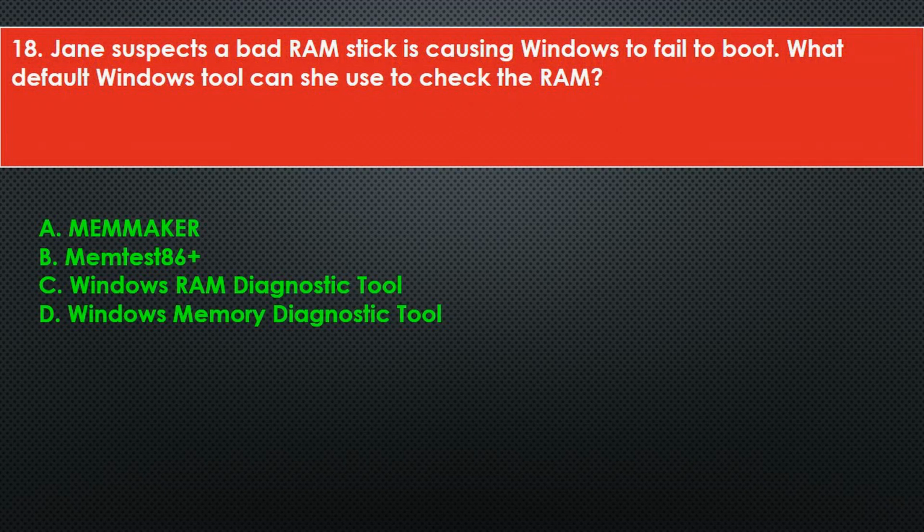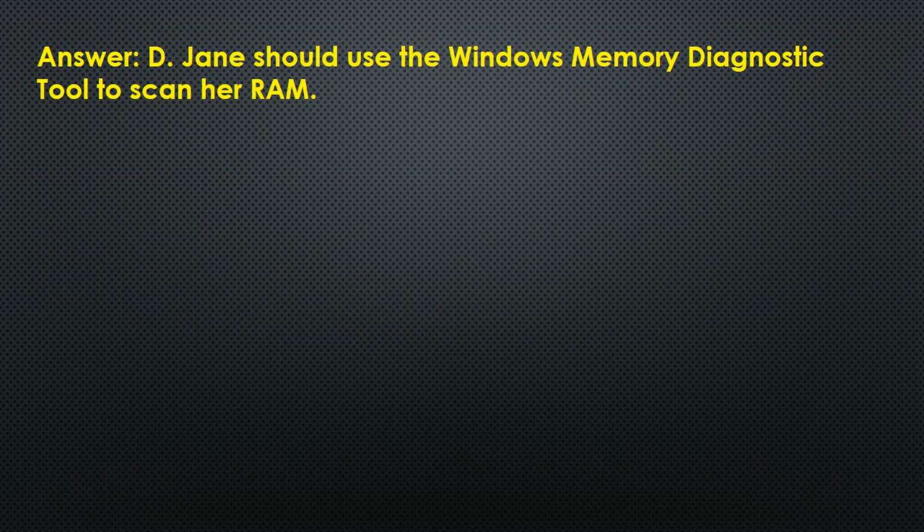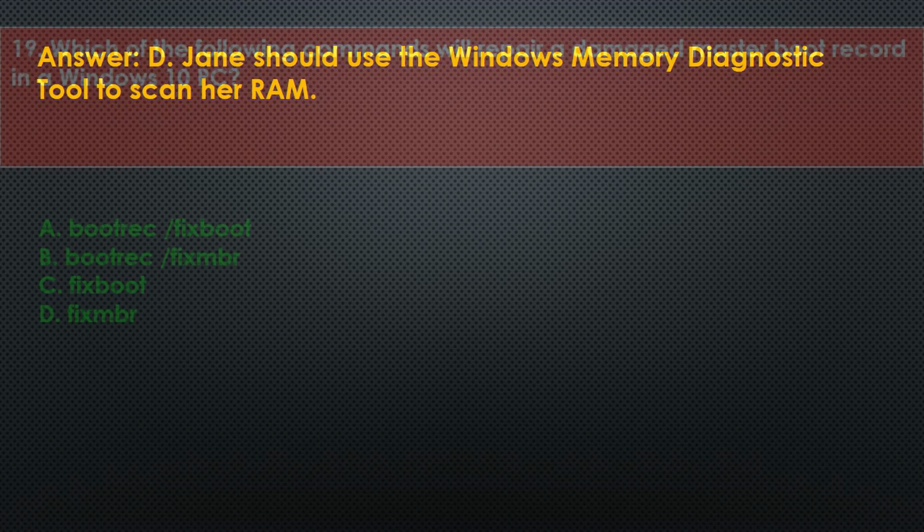18. Jane suspects a bad RAM stick is causing Windows to fail to boot. What default Windows tool can she use to check the RAM? A. MemMaker. B. Memtest86+. C. Windows RAM Diagnostic Tool. D. Windows Memory Diagnostic Tool. Answer: D. Jane should use the Windows Memory Diagnostic Tool to scan her RAM.